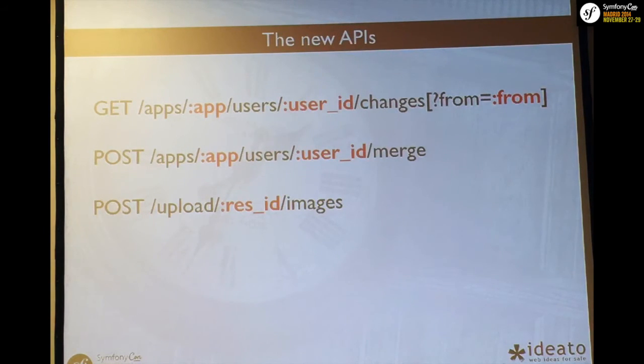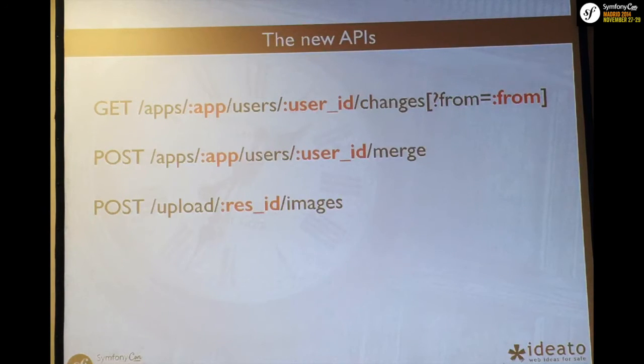Pretty simple. Okay, the first one is for getting new changes. You have to specify application name, user ID, and eventually a from parameter, which allows you to define the instant of time where you want to get updates from. The second endpoint is for merge. Okay, again, you have to specify the application name and the user ID. And the third endpoint is for uploading images.